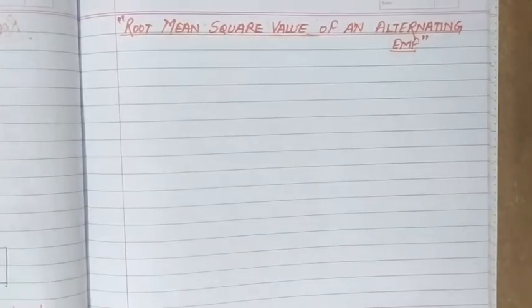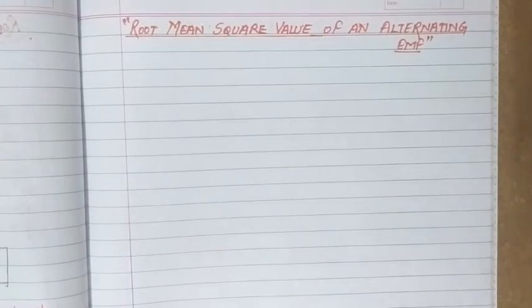Hello students, in the previous video we derived an expression for the root mean square value of alternating current. Now in this video we are going to find the root mean square value for an alternating EMF. So first of all, we have to define what the RMS value of an alternating EMF is.